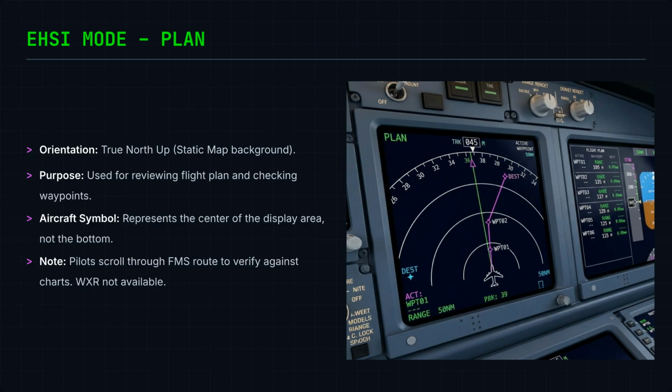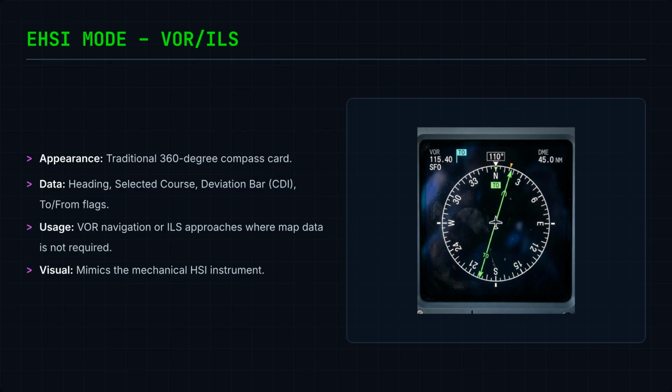The plan mode is true north up and features a static map for flight plan review. In this mode, the aircraft symbol is centered and weather radar is not displayed. The VOR ILS mode displays a traditional 360-degree compass card. It is used for VOR navigation or ILS approaches when map data is unnecessary.